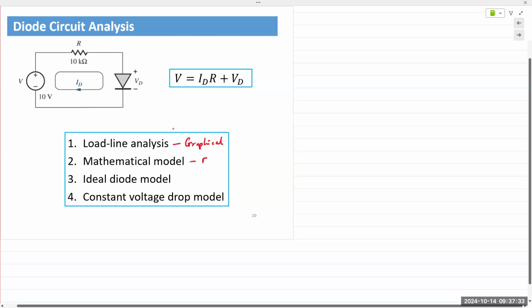Second is the mathematical model based on the equations. The ideal diode model is an assumption. It's by far the simplest of the 4. And the constant voltage drop model is an extension of the ideal diode model.